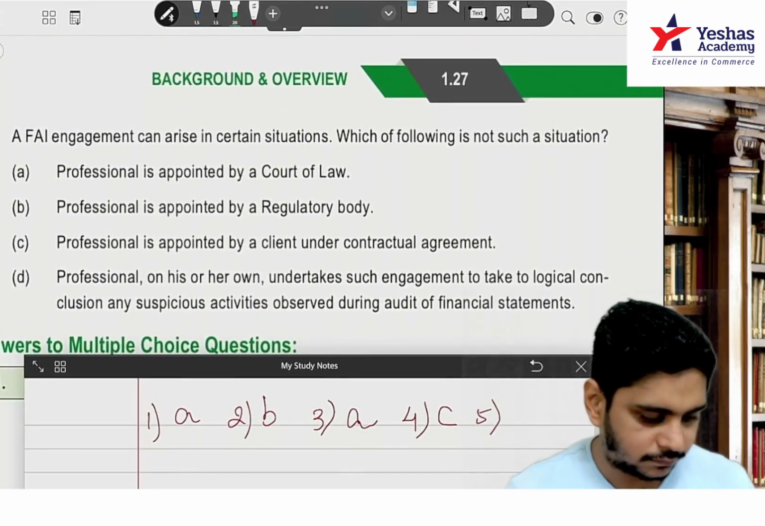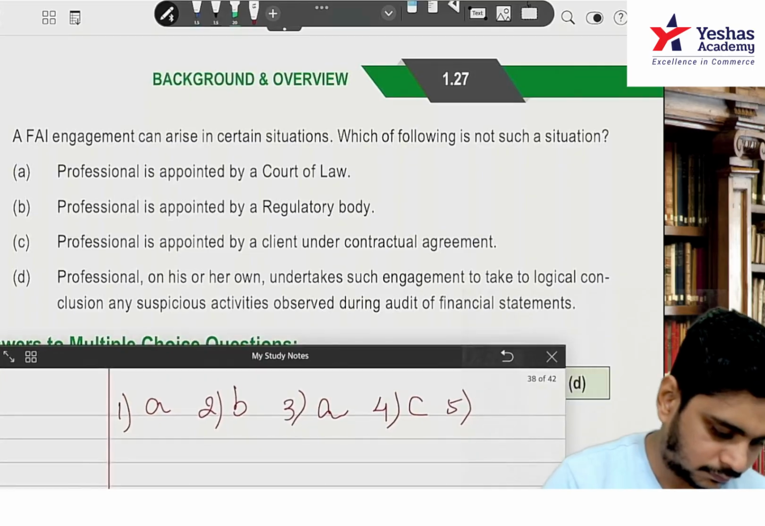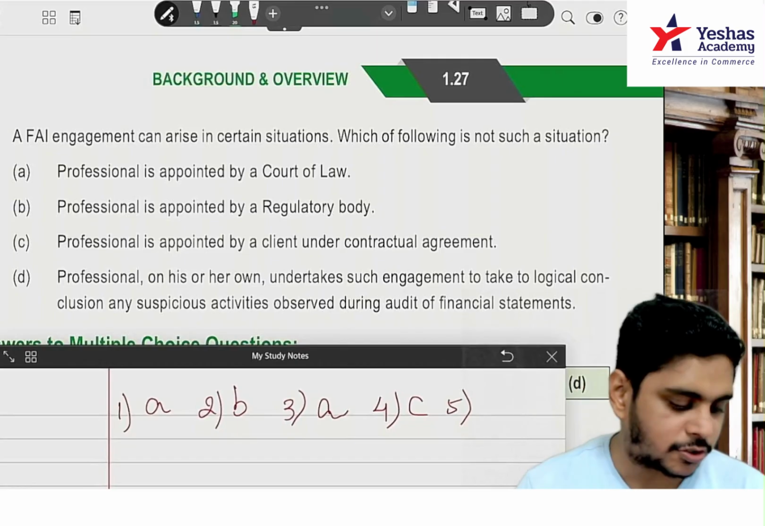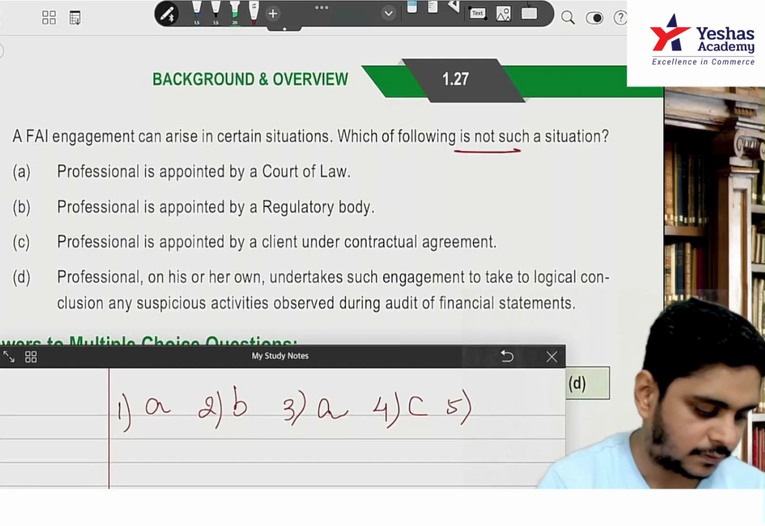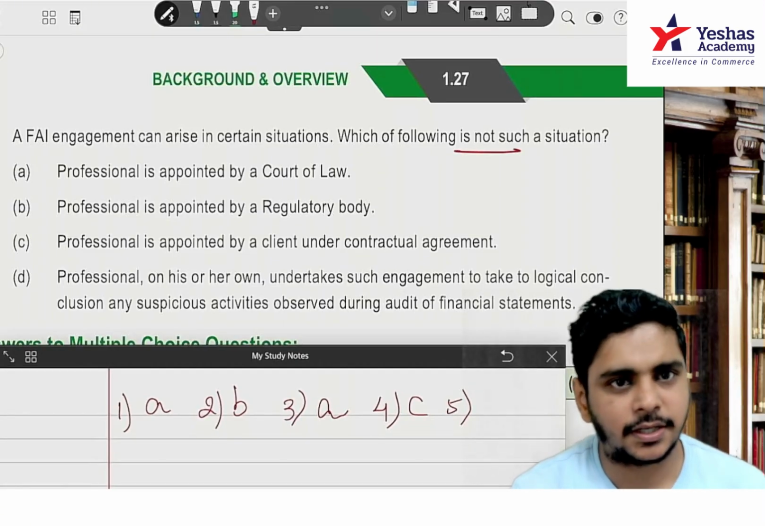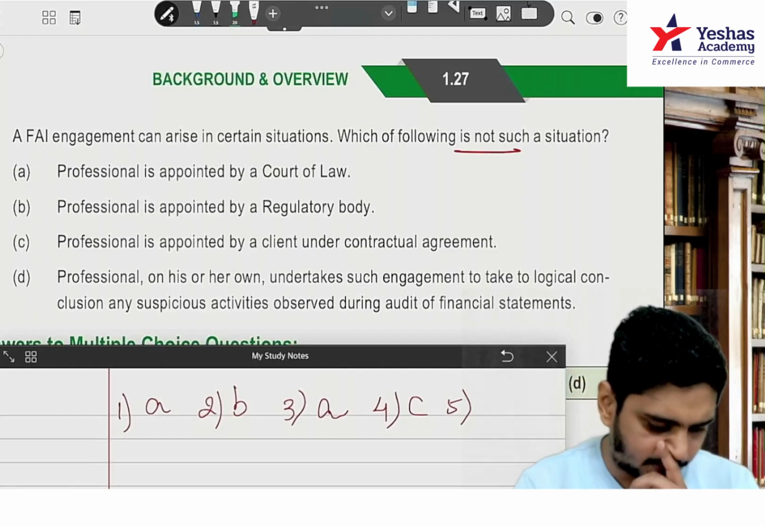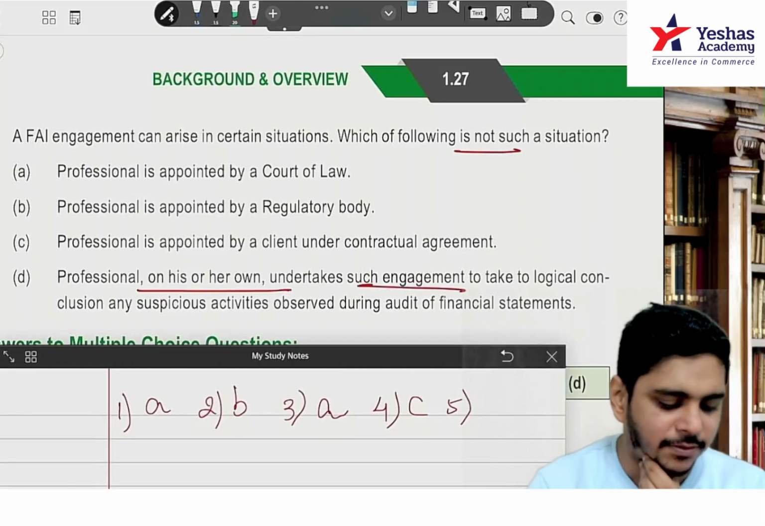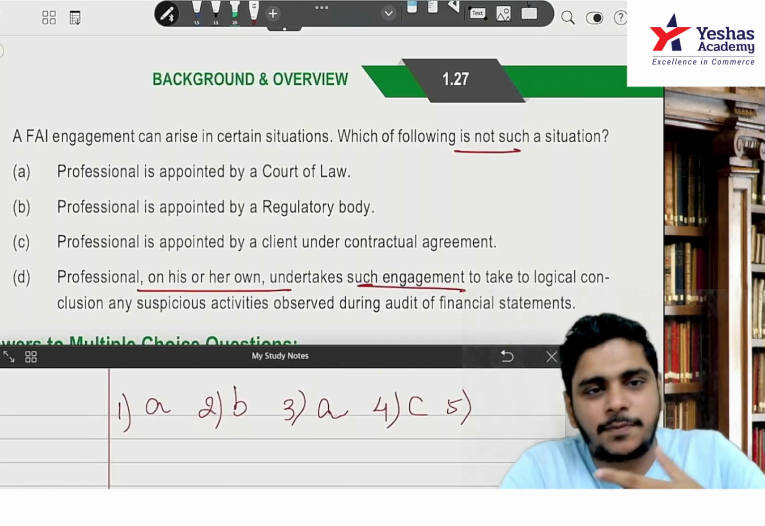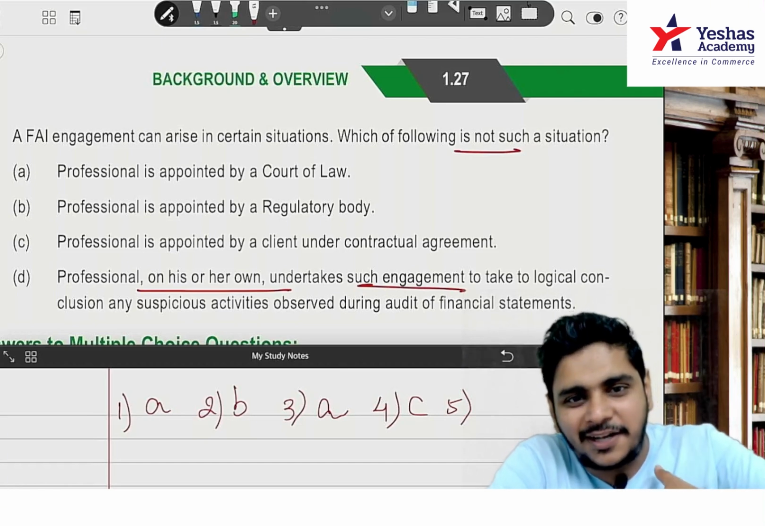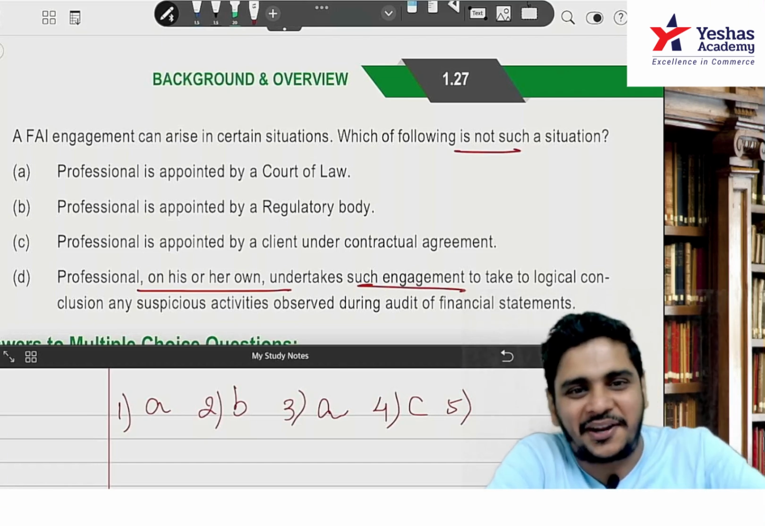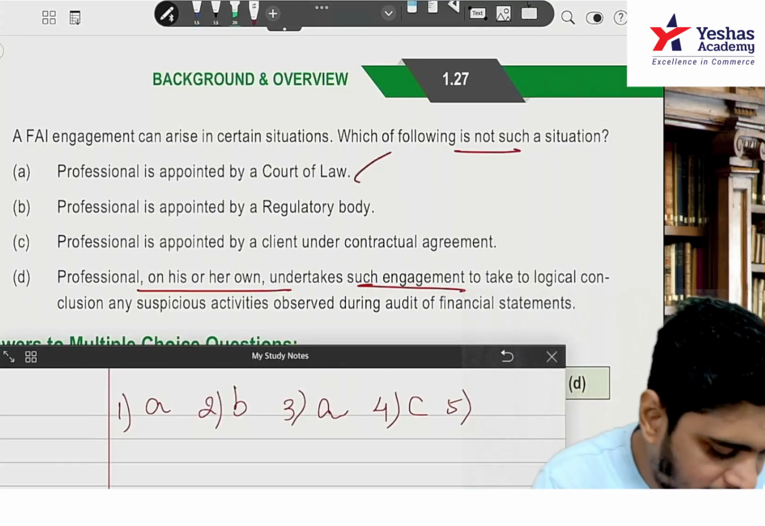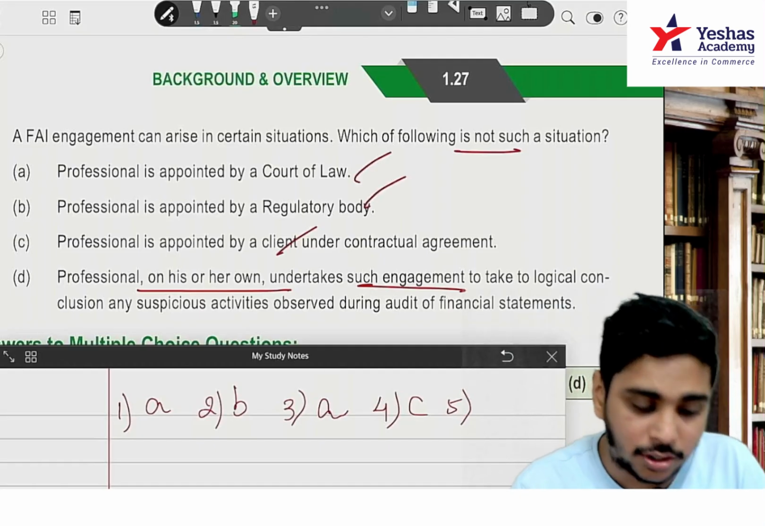Fifth. A forensic accounting investigation engagement can arise in certain situations. Which of the following is not a situation? It can arise by law, a body, or contractual arrangement. A professional on his or her own undertaking such an engagement to take any suspicious activity to a logical conclusion. Why would I go and do anything voluntarily? If somebody tells me, then only I will do it. So law or court can ask, a body can ask, or a client can tell me. So the answer is D.